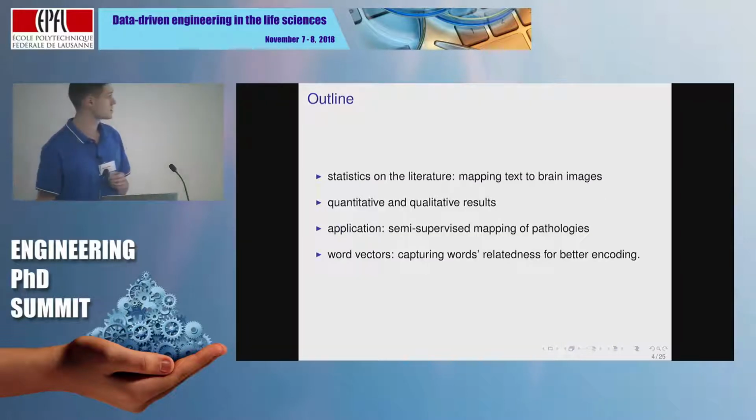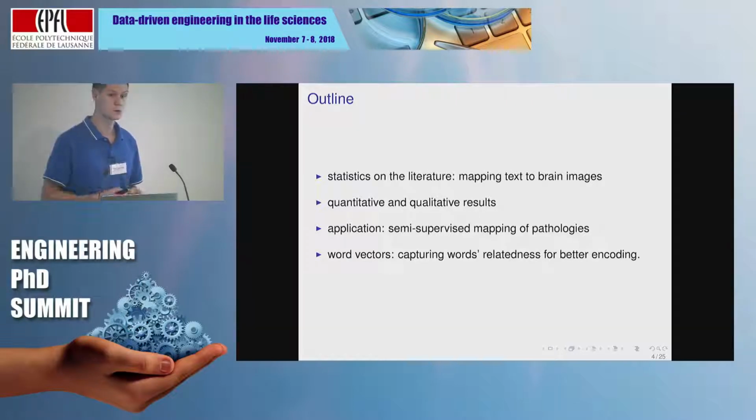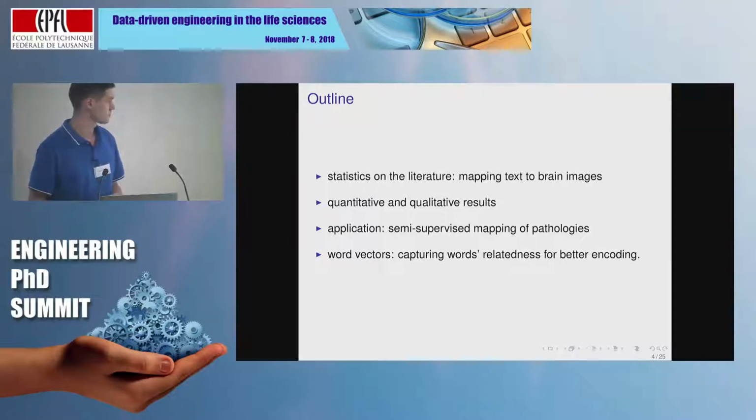So I'll start by explaining how we perform this mapping from text to spatial densities over the brain, and then I'll present some of our results. I'll talk about the application I just mentioned about meta-analysis for pathologies, and finally I'll briefly discuss some ongoing work about using more advanced natural language processing techniques to alleviate the sparsity of text and the fact that the language used in cognitive neuroscience is sometimes redundant or ambiguous.